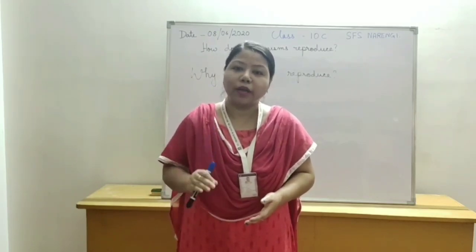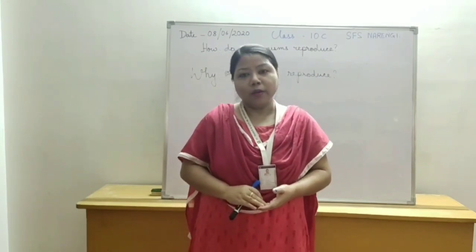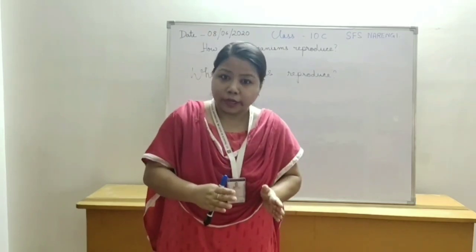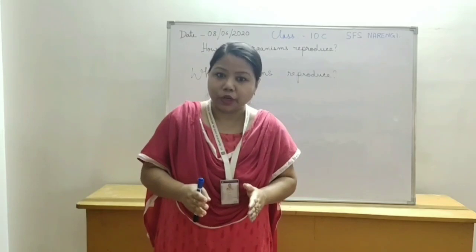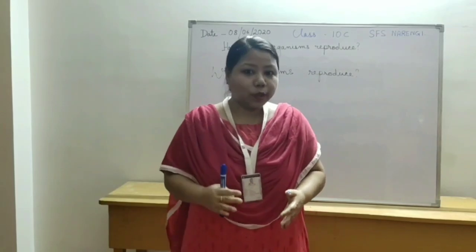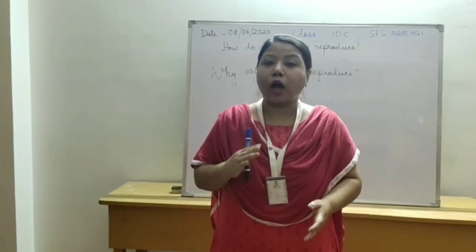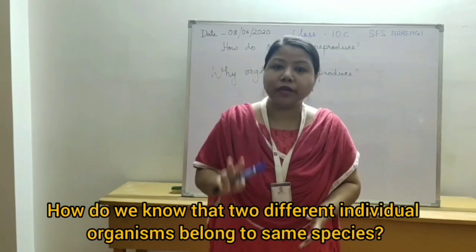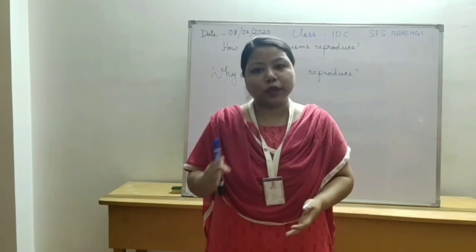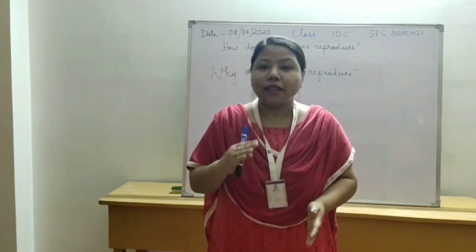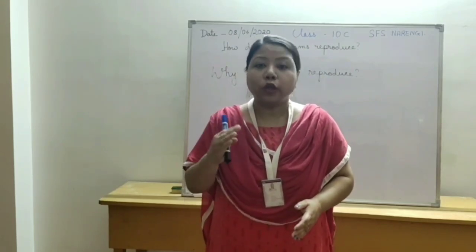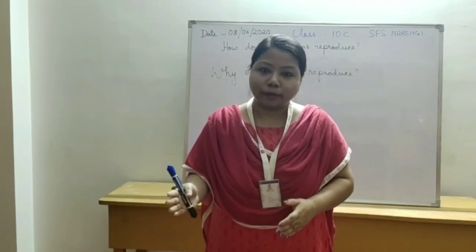So this is the reason why reproduction takes place. Now, when reproduction takes place, the new organism or the new individual which is produced looks similar to the parent. Now children, the next question which we need to think about is, how do we know that two different individual organisms belong to the same species? Usually we say this because they look similar to each other. Thus, reproducing organisms create new individuals that look very much like themselves.